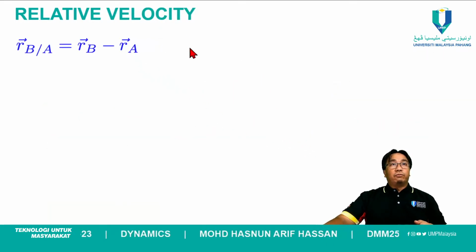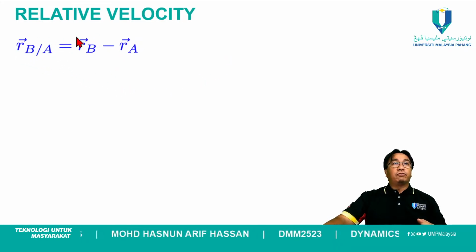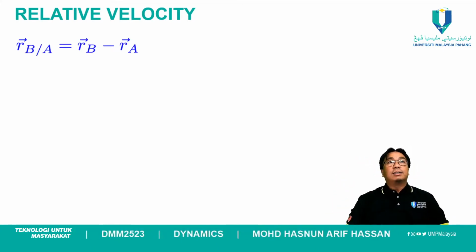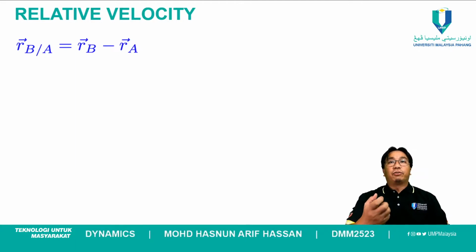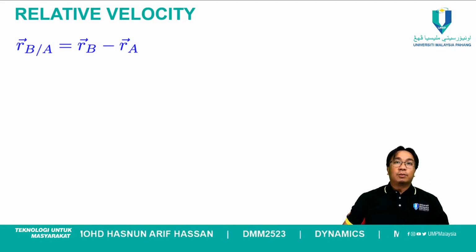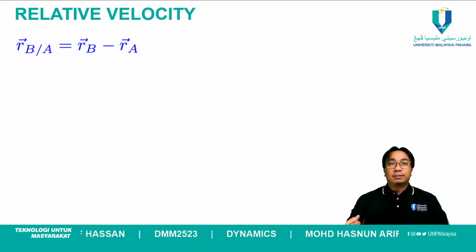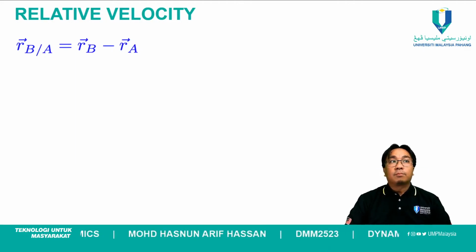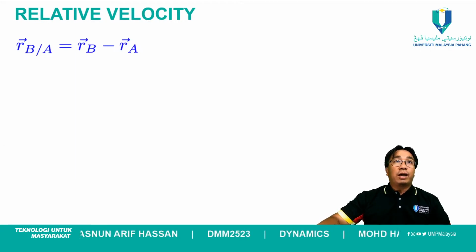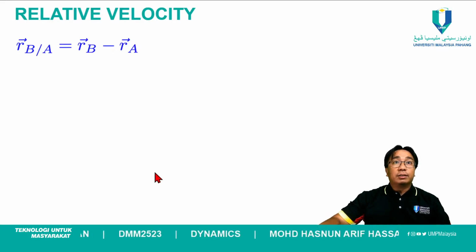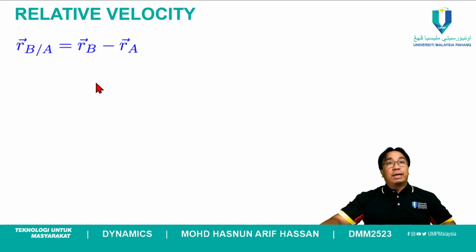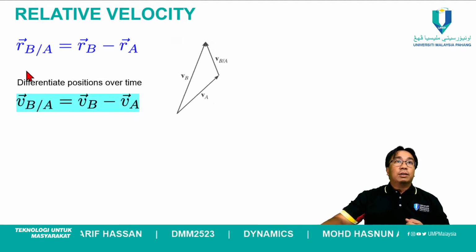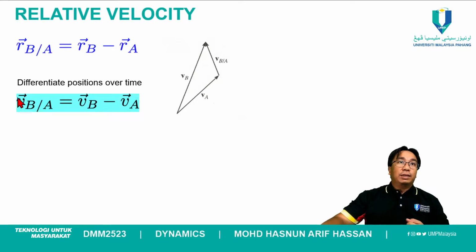How about relative velocity? How do you get velocity from the position? Dalam 4 minggu kita belajar dynamics. How do you get velocity from position? What do you do? Do you integrate? Do you differentiate? What you should do? Differentiation. Correct. So you have the position. To get the velocity, you have to differentiate the position over time. So when you do dr over dt, you will get the velocity.